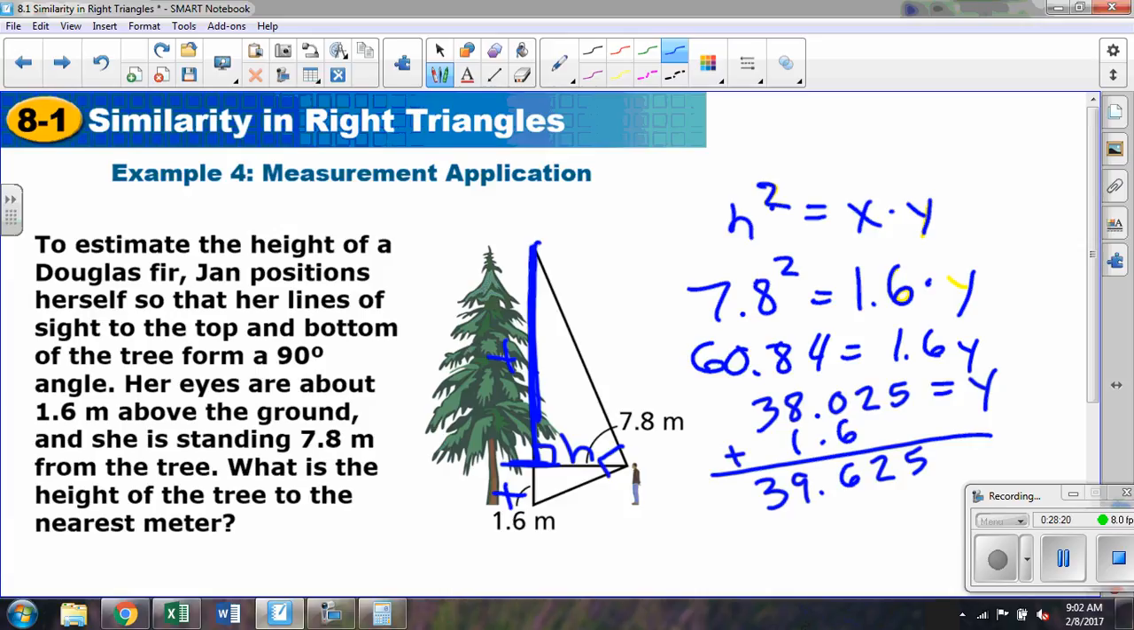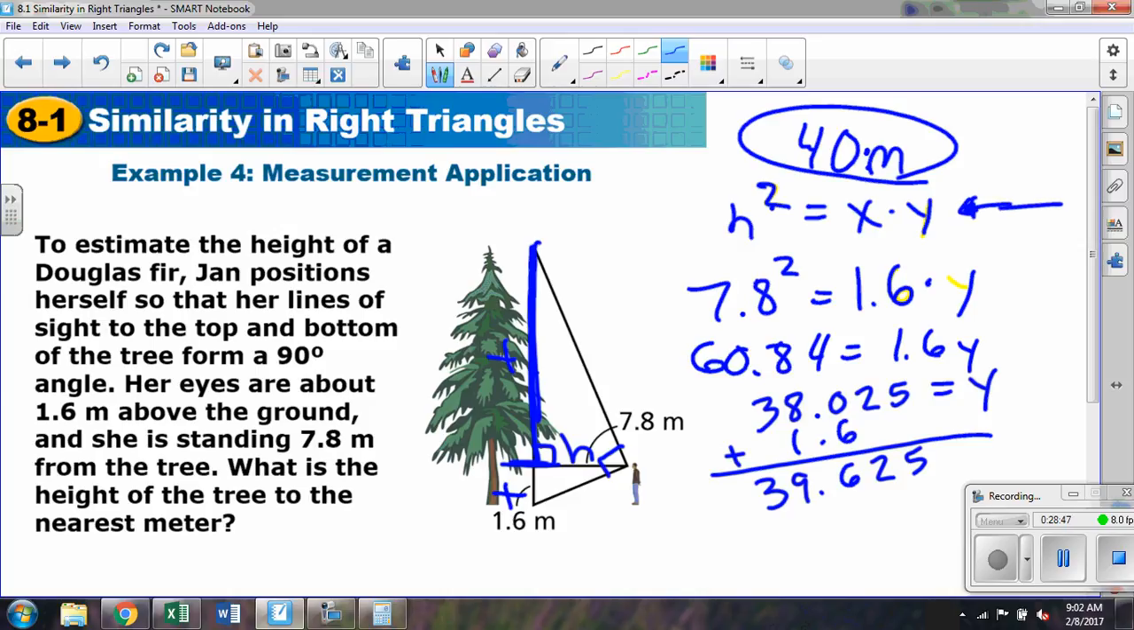Rounding that to the nearest whole meter. Come on, stop glitching on me. There we go. The tree is approximately 40 meters tall. We're done. Memorizing the equation can be a valid technique.